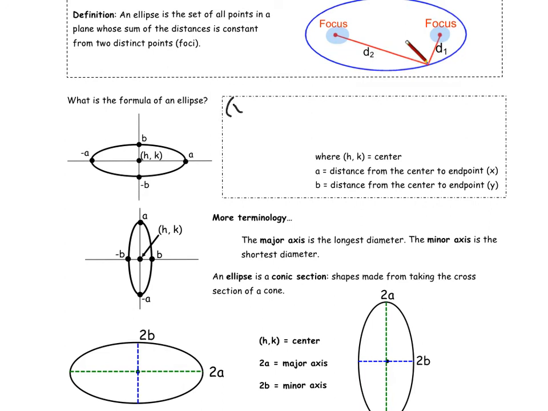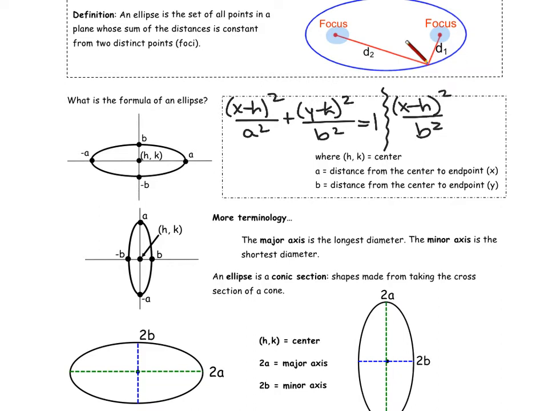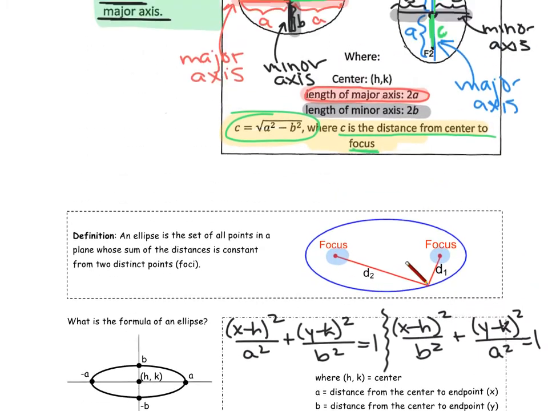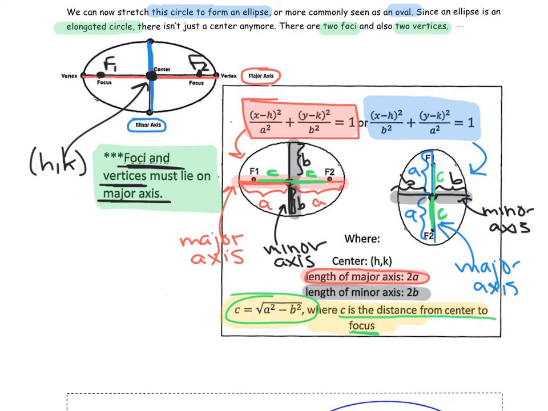So you have x minus h quantity squared over a squared plus y minus k squared over b squared equals 1. That's really important that it equals 1. And then I'll have x minus h squared over b squared plus y minus k squared over a squared equals 1. Now, I actually do want to go back really quick because there is something I want to point out to you. Notice the difference in these formulas.